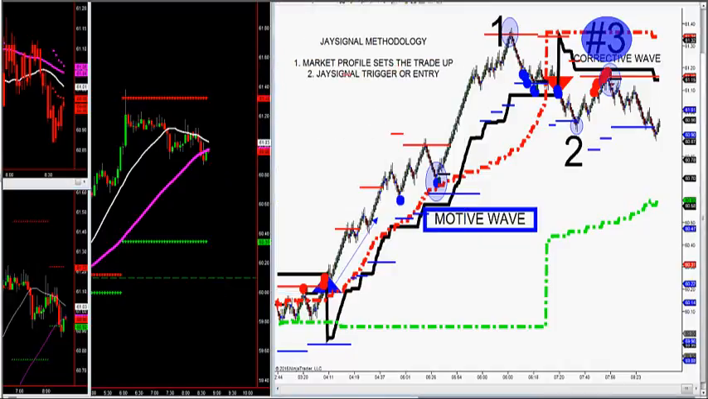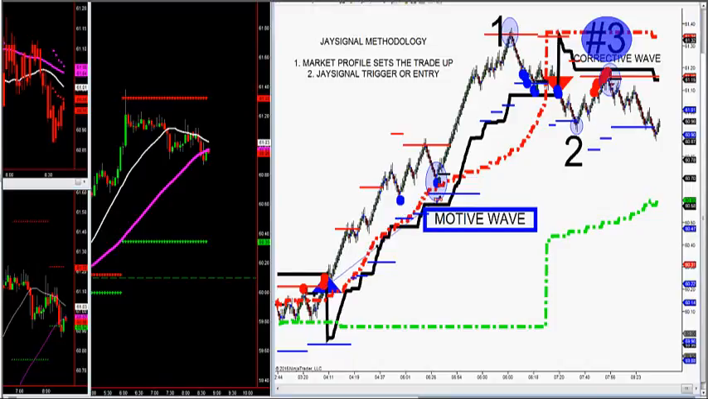That's the methodology right there for JSignal. Market profile sets the trade up. So we broke out of the HVA, high value area, right here. Broke out. Your first retest of market profile. Now the best setup you can get with JSignal if you break out of market profile is that first retest that touches that HVA, at or near it.